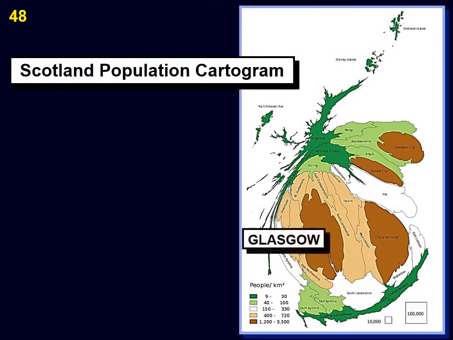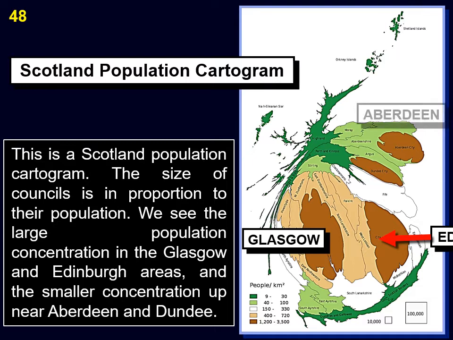This is a Scotland population cartogram. The size of councils is in proportion to their population. We see the large population concentration in the Glasgow and Edinburgh areas, and the smaller concentration up near Aberdeen and Dundee.